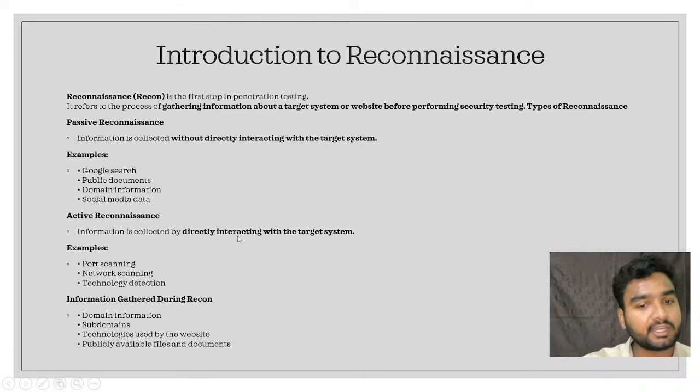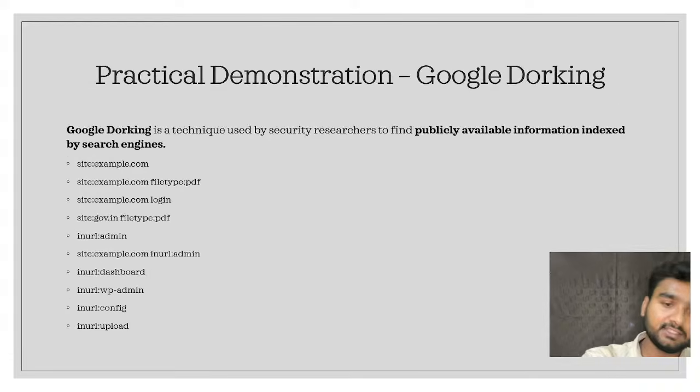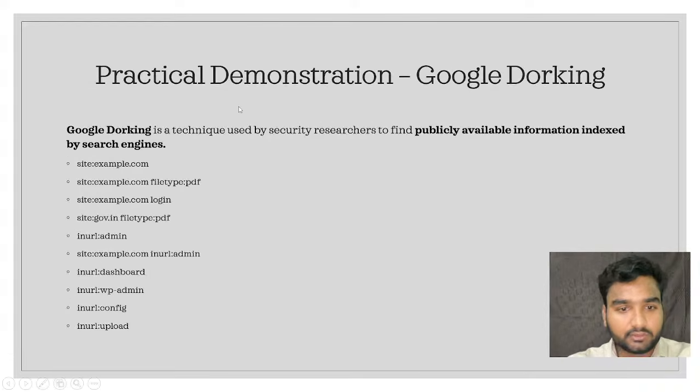Information is collected by directly interacting with the target system, like if you use nmap commands, scan the ports, scan the networks, or detect the technology. Information gathering during recon: we can find domain information, subdomains, technology used by the website, and publicly available files and documents. This is the theory of recon, so let's jump to the practical of recon. First, you will use Google dorking.